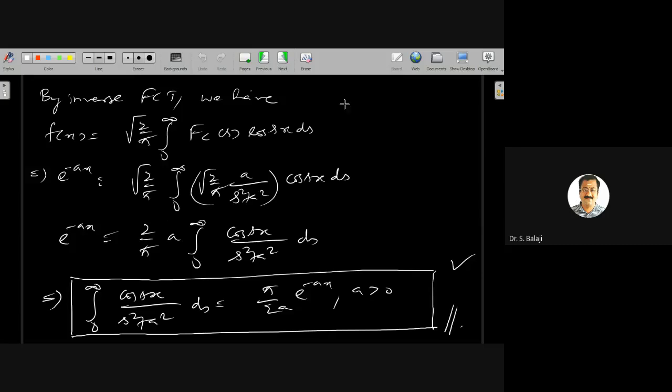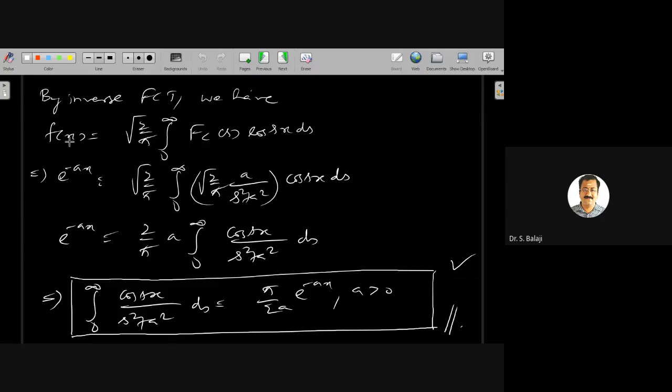Then we can use the inverse Fourier cosine transform. With that, we can further reduce one formula. By the inverse Fourier cosine transform, we have f of x equal to root of 2 by pi, integral 0 to infinity, fc of s cos sx ds.